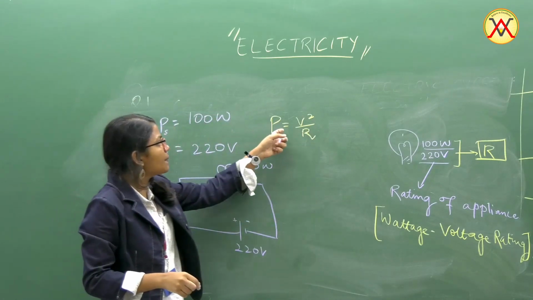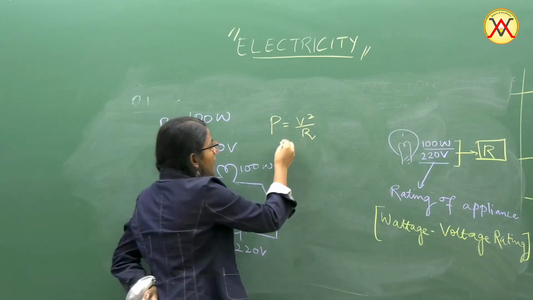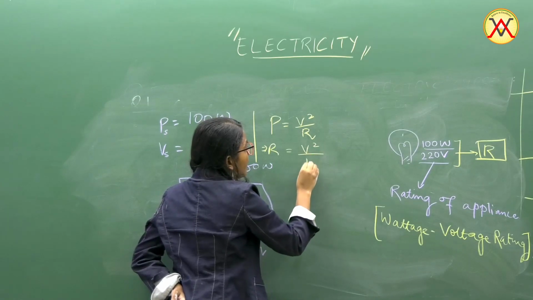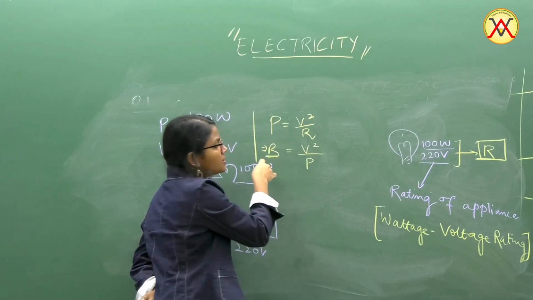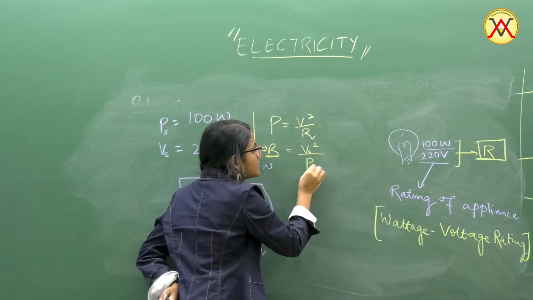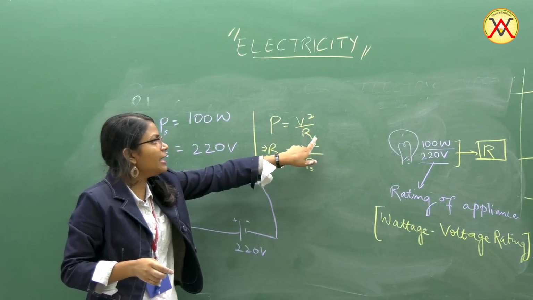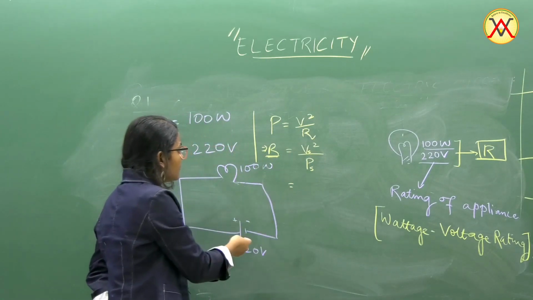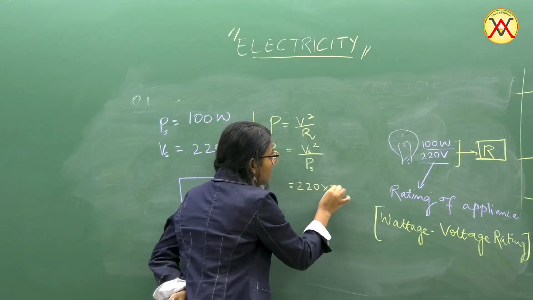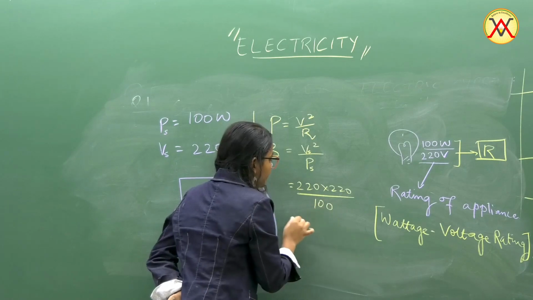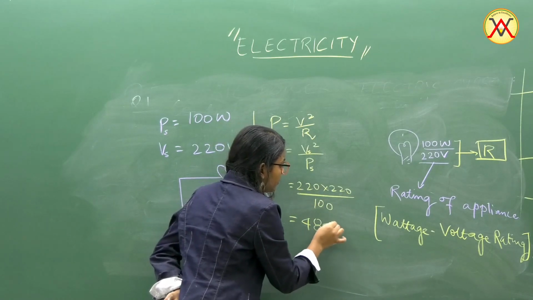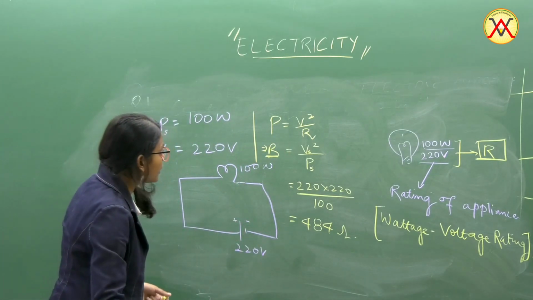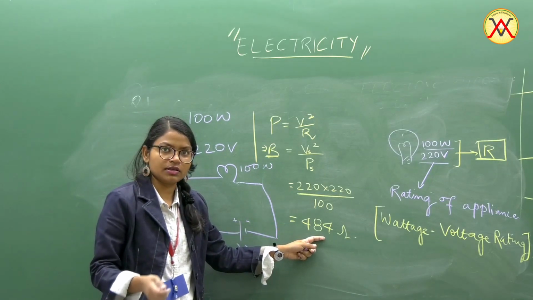In this case, we are relating power with our voltage. So resistance would be V square by P. And in this case, this resistance comes out through our specified rating. Hence, Vs square upon Ps would be our resistance. Let's see what resistance we get in this case. 220 into 220 upon 100, which is 484 ohms.